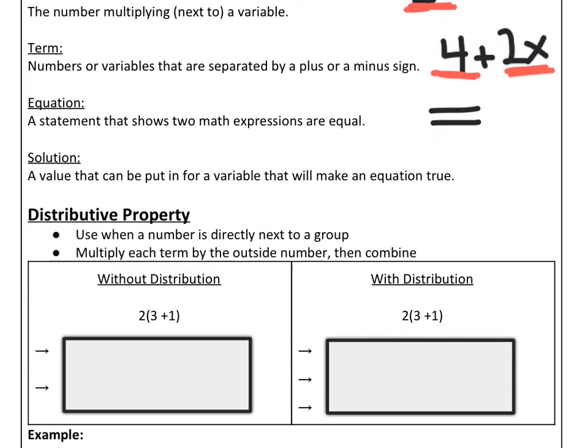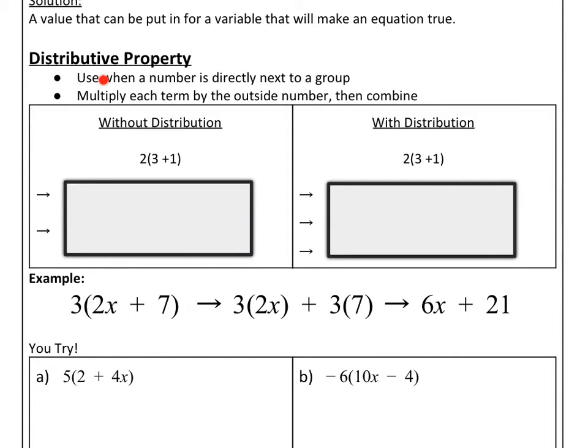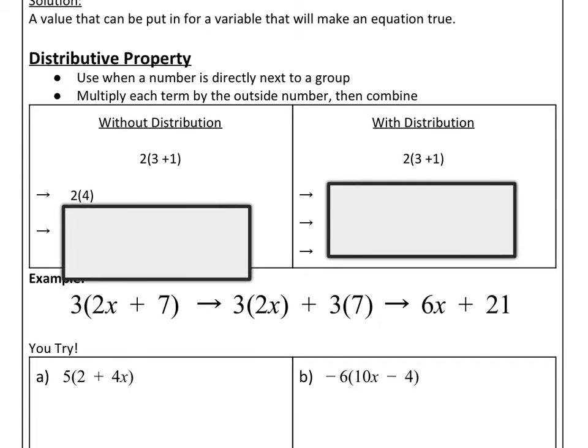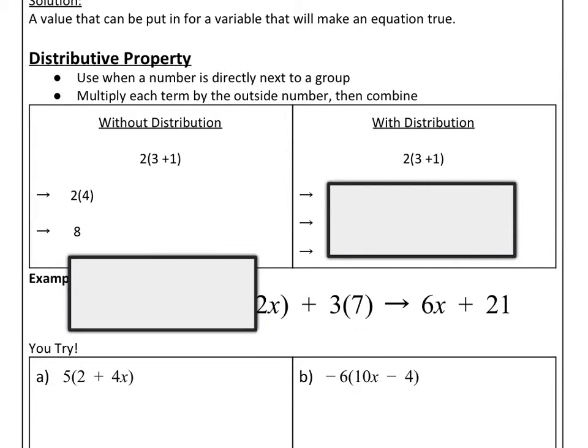Let's take a closer look here at the distributive property. We use the distributive property when a number is directly next to a group, like this 2 is next to this group in parentheses, 3 plus 1. That means we can use the distributive property. We multiply each term by the outside number and then we combine. So without using distribution, you might say, let's take that 3 plus 1 in parentheses and change that to a 4. That would change this to 2 times 4, which is 8. That would give us an example without distribution.